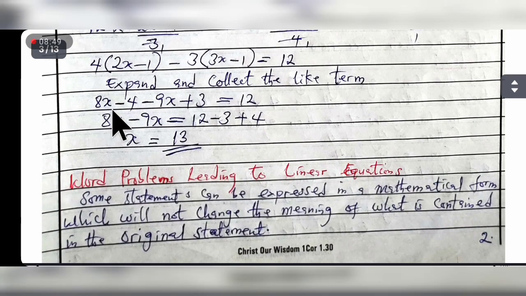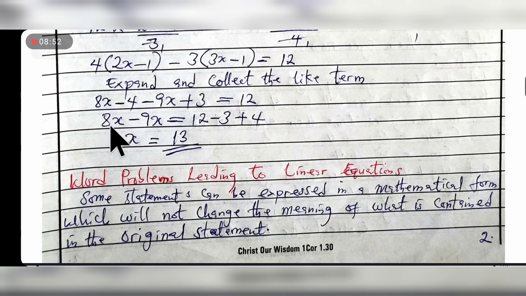Then we collect the like terms now, 8x minus 9x, which is here, equals our 12. Minus 4 is going to the right hand side, change to plus 4. Plus 3 is going to the right hand side, change to minus 3. So therefore 8x minus 9x is actually minus x. So minus x, there should be a minus there, pardon me, minus x, which is going to be equal to 12 minus 3, and then plus 4 is 13.